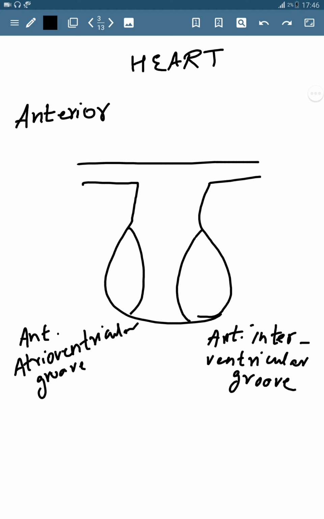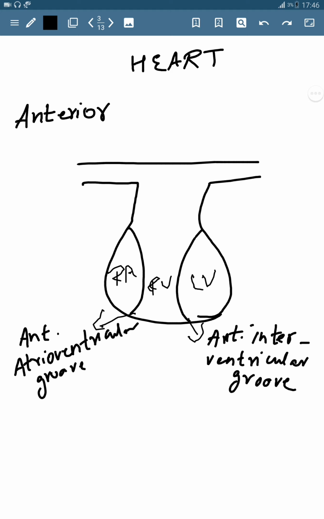Consider this as a heart. This is the right atrium. This is the right ventricle. This is the left ventricle. It is the anterior atrioventricular groove which separates the right atrium and right ventricle, and this is the anterior interventricular groove which separates the right ventricle and left ventricle.